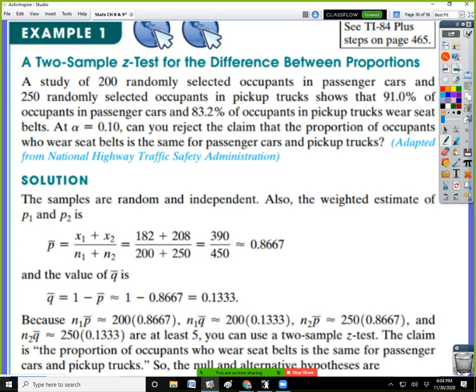A study of 200 selected occupants in a passenger car and 250 selected occupants in pickup trucks shows that 91% of occupants in passenger cars and 83.2% in pickup trucks wear their seatbelts.